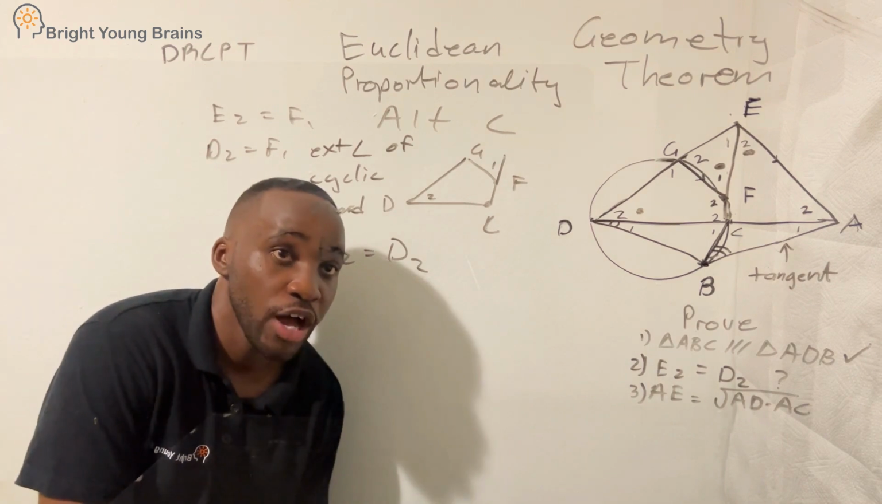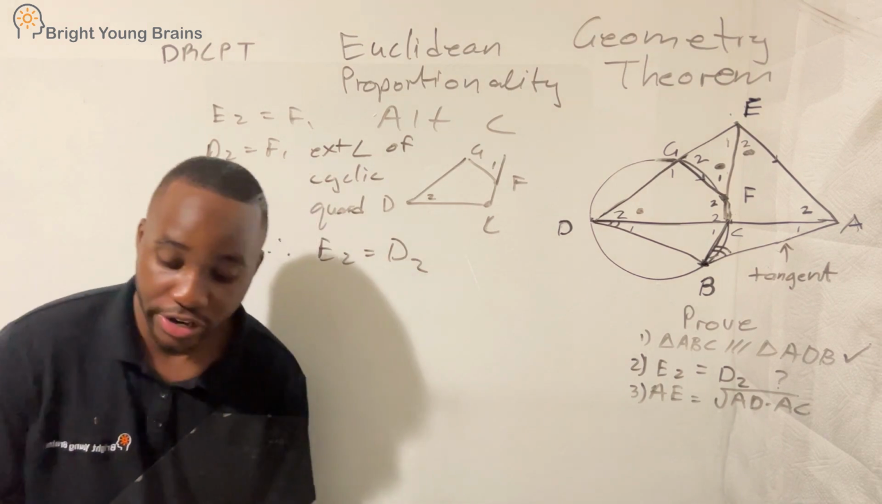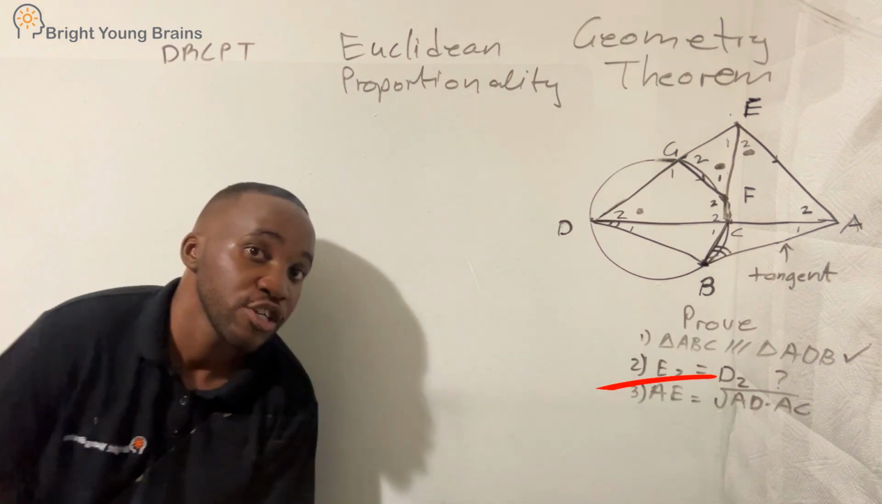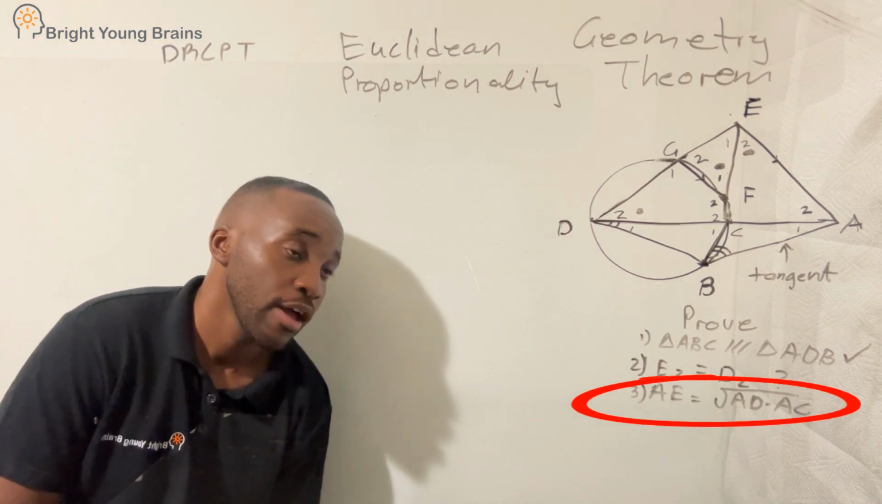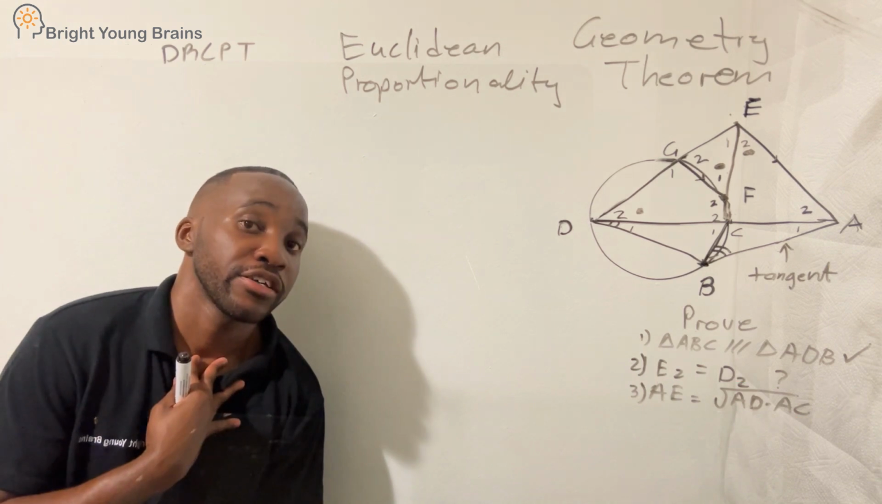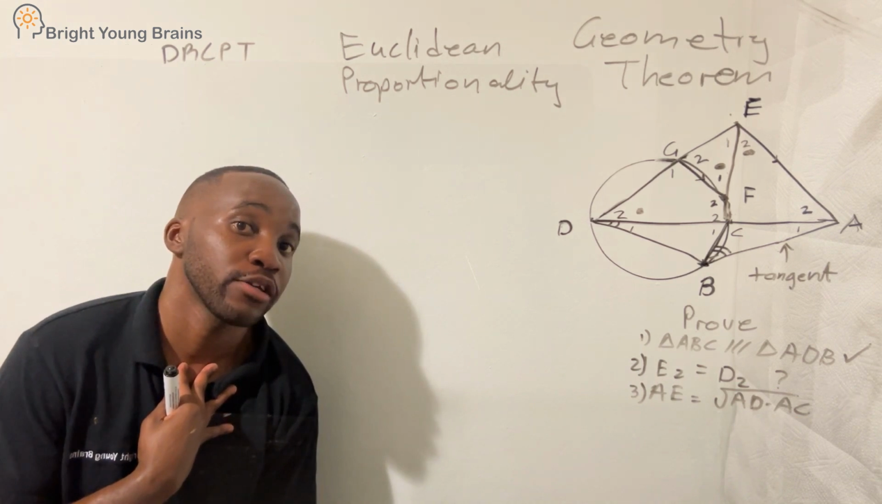So the question we are about to work out now is not an easy question. It is a Euclidean geometry grade 12 proportionality theorem question.